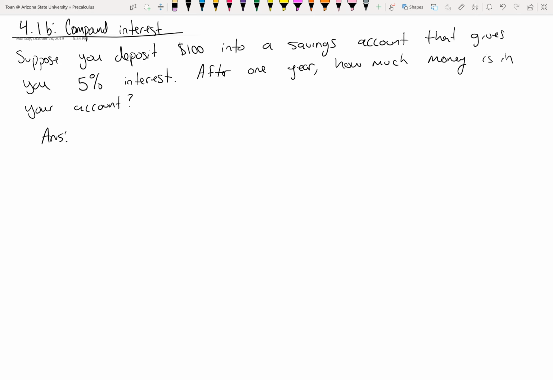So suppose we have this hypothetical question. It shouldn't take a lot of math. It should be common sense. Suppose you deposit $100 into a savings account that gives you 5% interest. Clearly we're in fantasy land because no savings account will give you that high, but let's pretend. After 1 year, how much money's in your account?